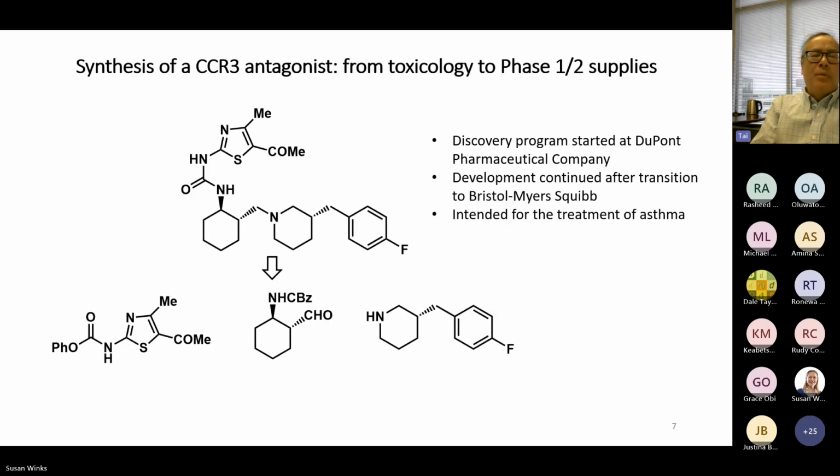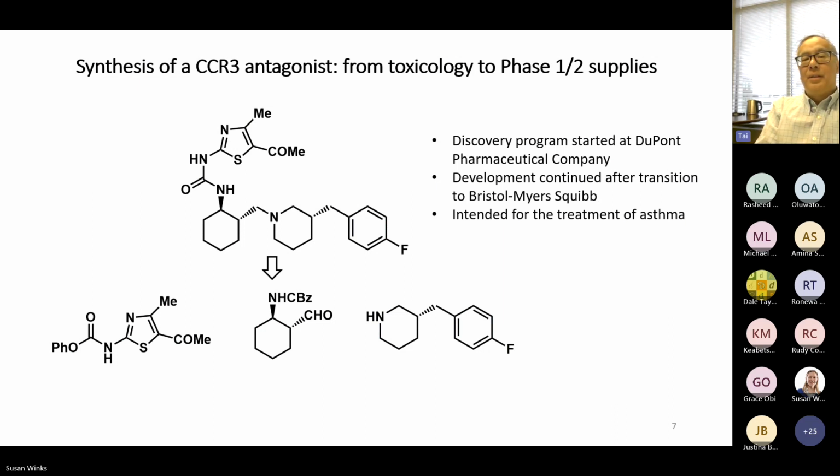So let's go to the chemistry now. The CCL3 antagonist. When the team took over the project, we started with preparation of toxicology batch, and then we went to piloting to supply phase 1 and phase 2 clinical supply. The discovery program started at DuPont Pharmaceutical in the late 90s, and then we transitioned into Bristol Myers Squibb and continued development. The drug was intended for asthma.